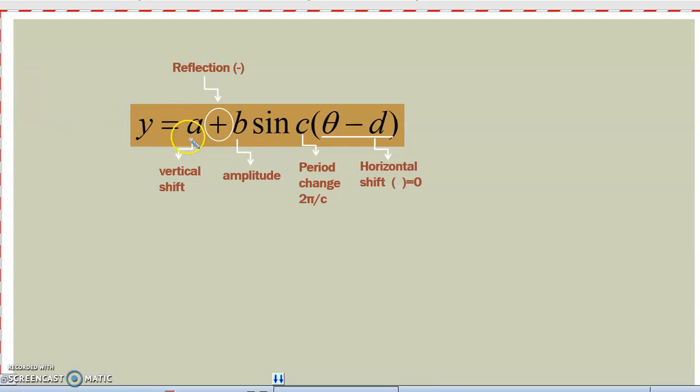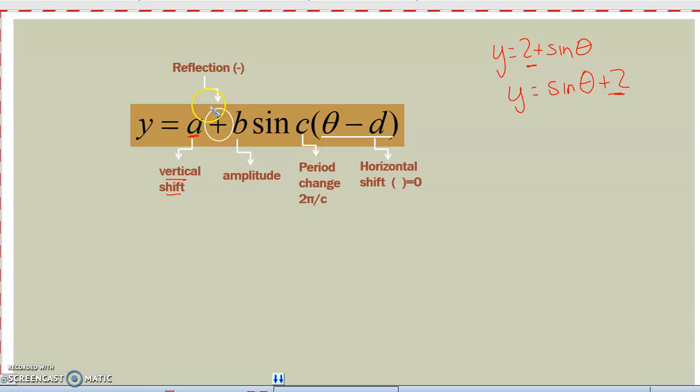So this number here, whatever it is, will dictate how far we move up and down. So this is your vertical shift. Okay? Now your equation could look like this, or it could look like this. Now that plus 2 could be in the front or in the back, but notice it is apart from everything else in the equation. All right, so that's your vertical shift.